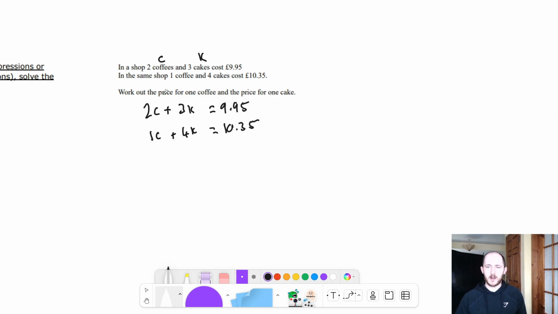Now, because the numbers aren't the same, and we know that we need to make the numbers in front of one of the letters the same, I'm going to think, what's it easier to do? Make the C's the same or the K's? Well, the C's, because all I have to do is times this equation by 2.